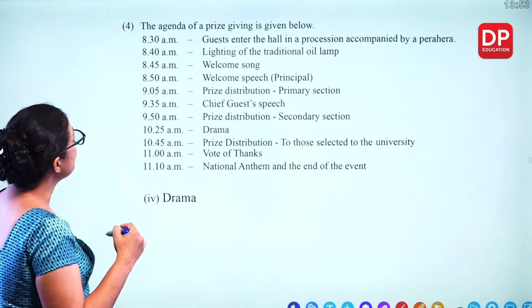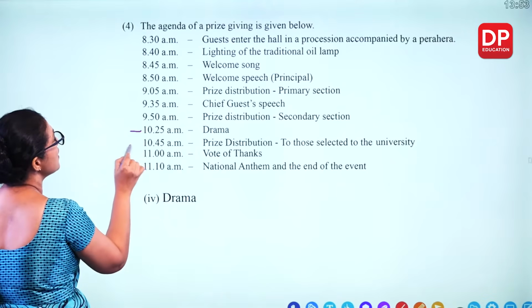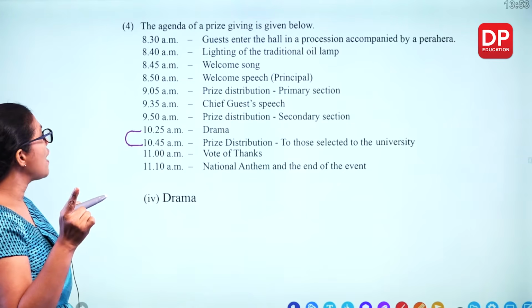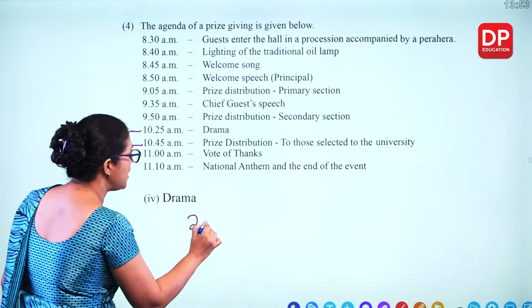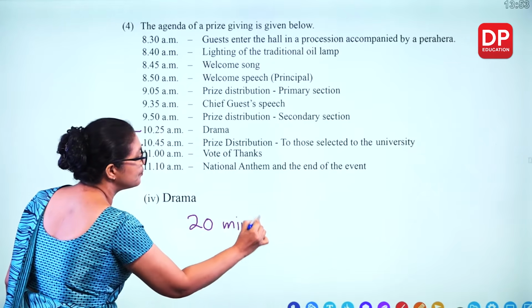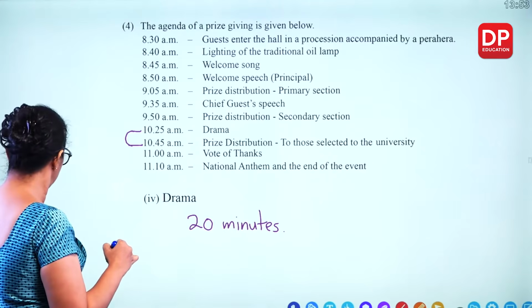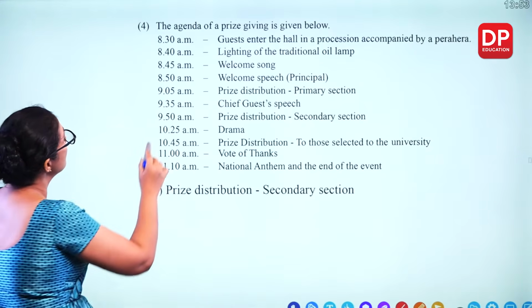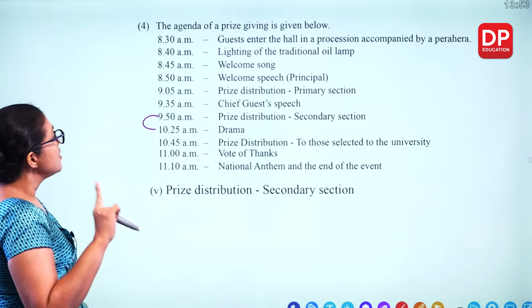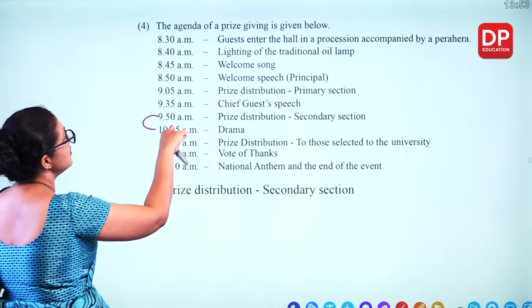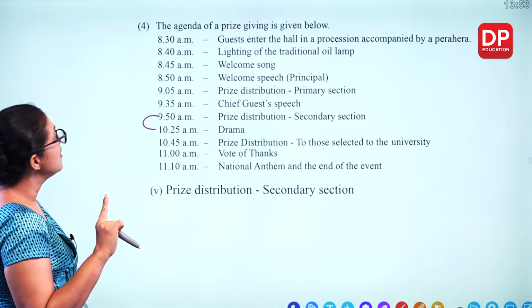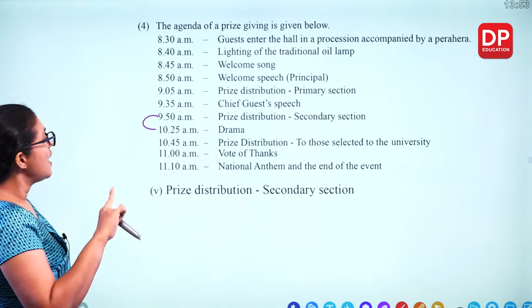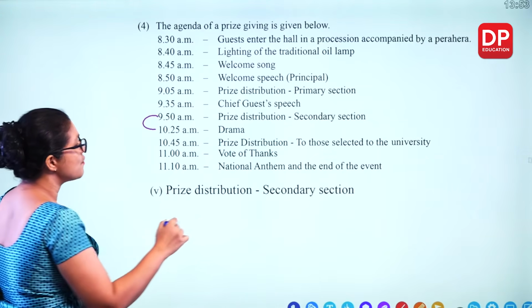Next one, drama. So drama here to here. 25 to 45. So subtract 45 minus 25. That's 20 minutes. Prize distribution secondary section. Here to here. 10:25 ended and 9:50 is the starting time. 9:50 to 10, 10 minutes. And another 25, that's 35 minutes.